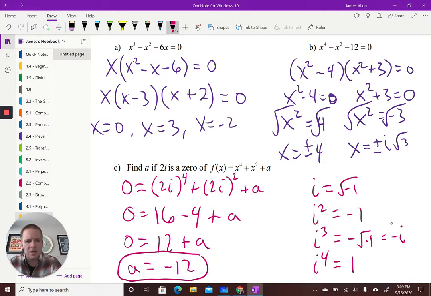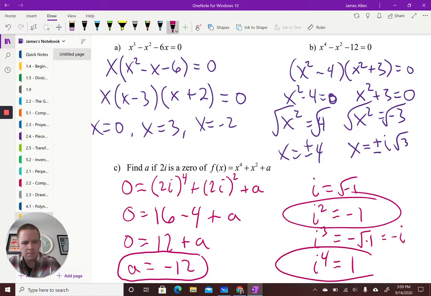All right, the main ones to use are i squared, i to the fourth.